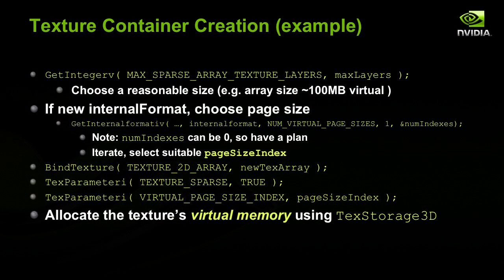So you bind the texture, you set its texture sparse parameter to true, which means the allocation is now going to be virtual only. And then you set the page size. And then you allocate the thing with texture storage 3D like you normally would. However, that's just virtual allocation.